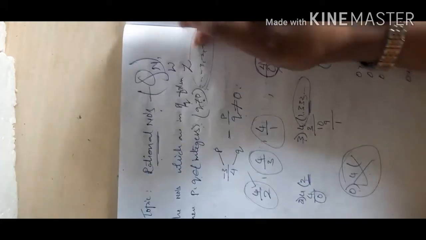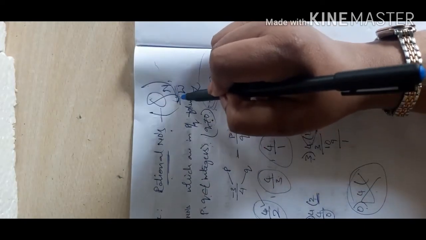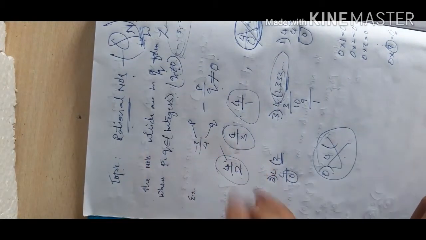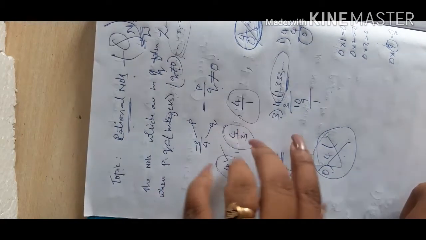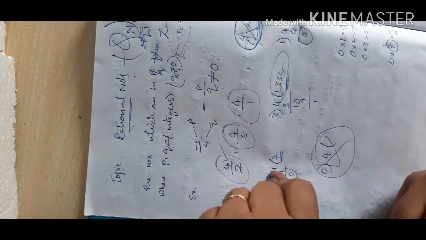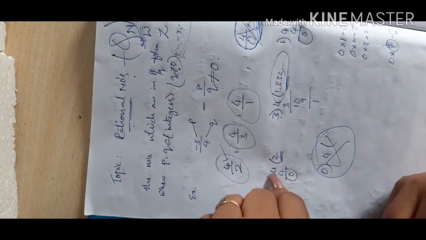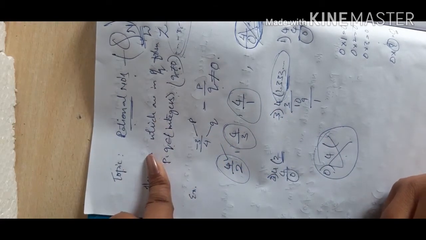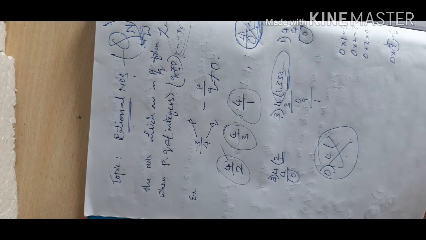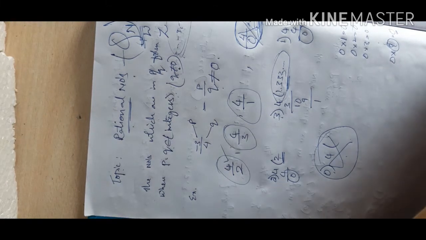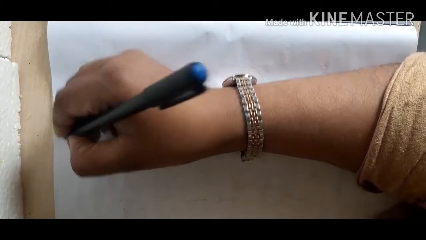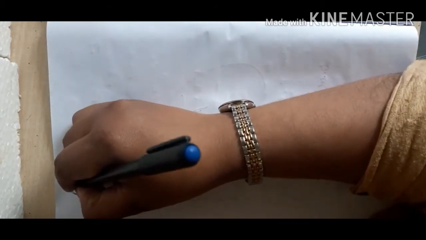It is denoted by the letter Q. Why? Because when you try to find the value of 4 by 2 or any number which is in the form of p by q, you are going to get the value as a quotient, which is denoted by Q. That is why these rational numbers are called quotient numbers. Clear? So let's discuss where these rational numbers exist.